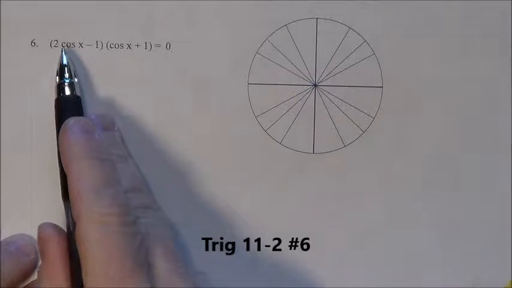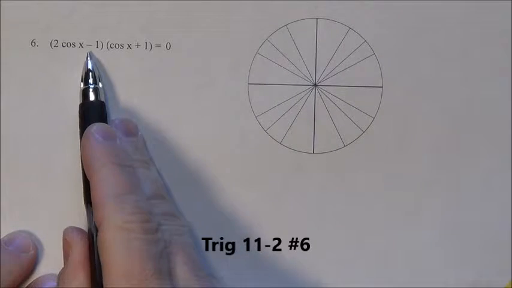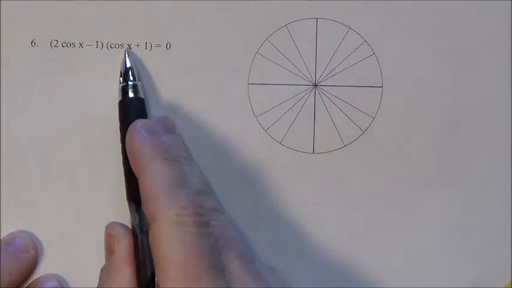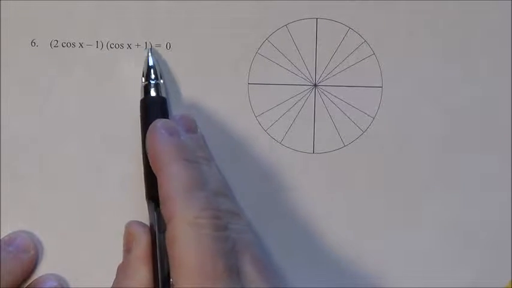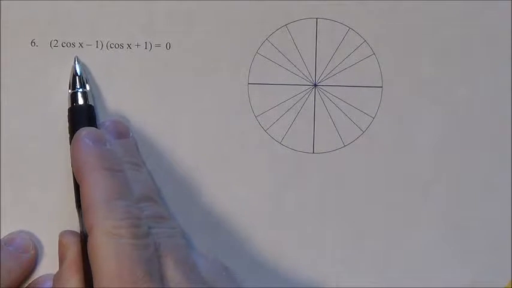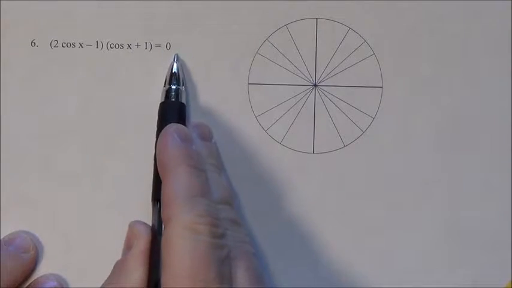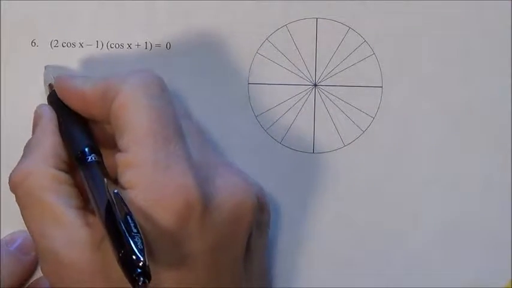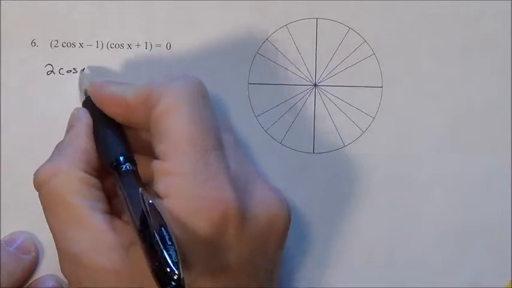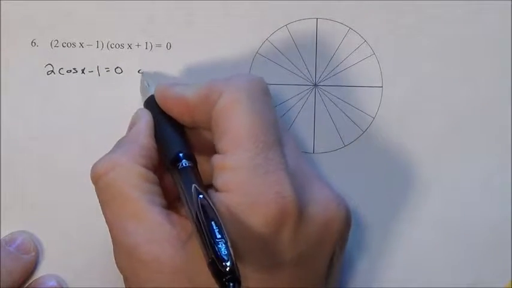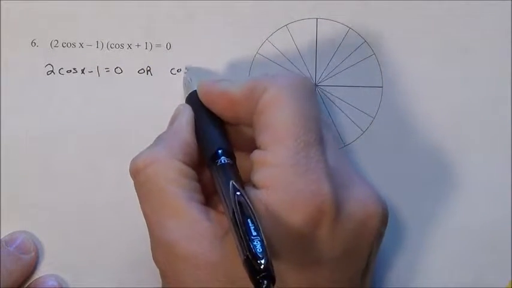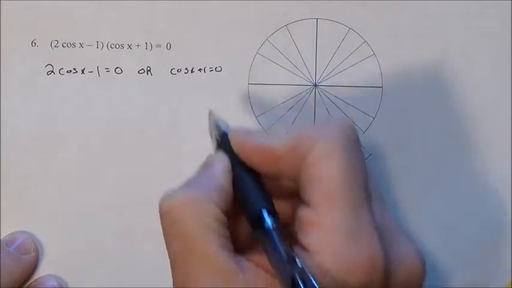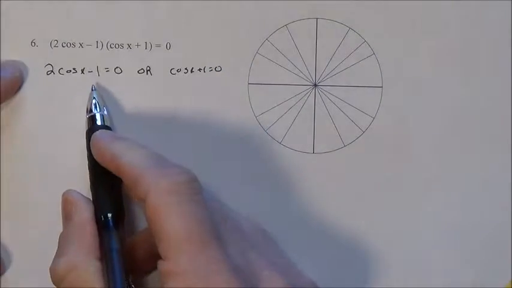All right, problem 6. It says 2 times the cosine of x minus 1, that bit, times this bit, cosine of x plus 1, gives us 0. So it's a piece times this other piece gives us 0. So we know we're looking for when does 2 times cosine of x minus 1 equal 0, or the cosine of x plus 1 equals 0. That's what we're looking for. So we solve each one of these.